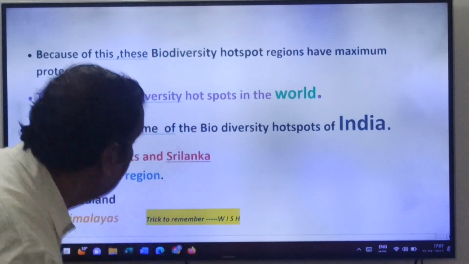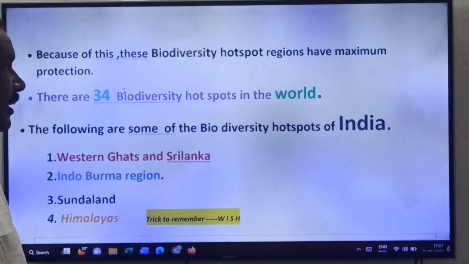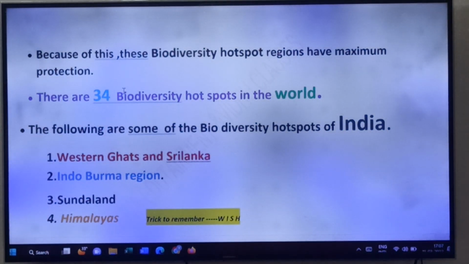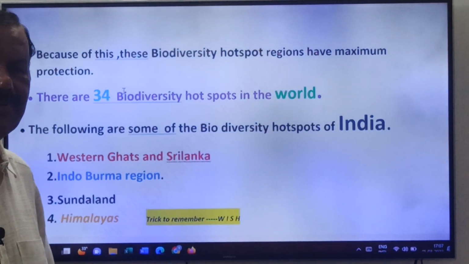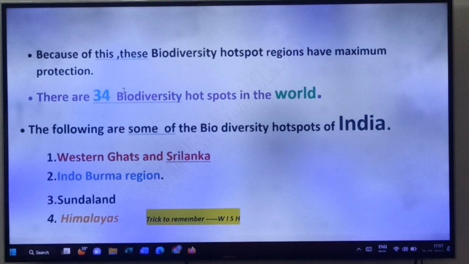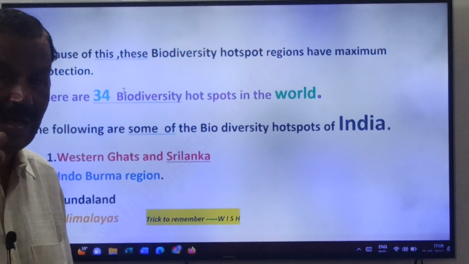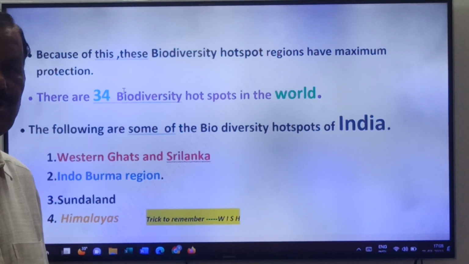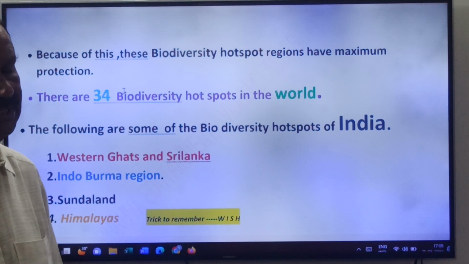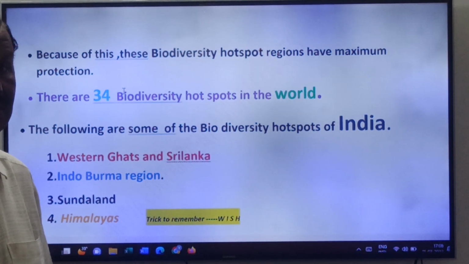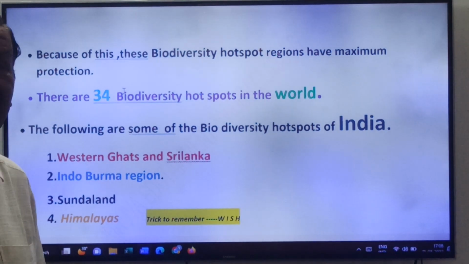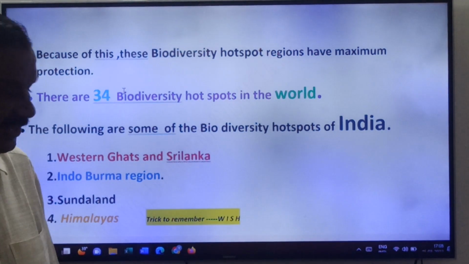See, friends, because of this, the biodiversity hotspots have maximum protection. So they have irreplaceable plants and irreplaceable animals. Because of that, these biodiversity hotspots have what, friends? Maximum protection. So we have to protect those plants and animals present in the biodiversity hotspots, because they are irreplaceable. We can't find those animals and plants in any other place, friends.